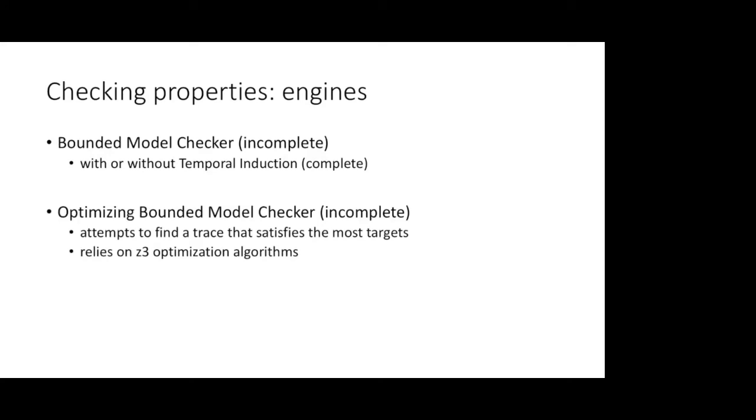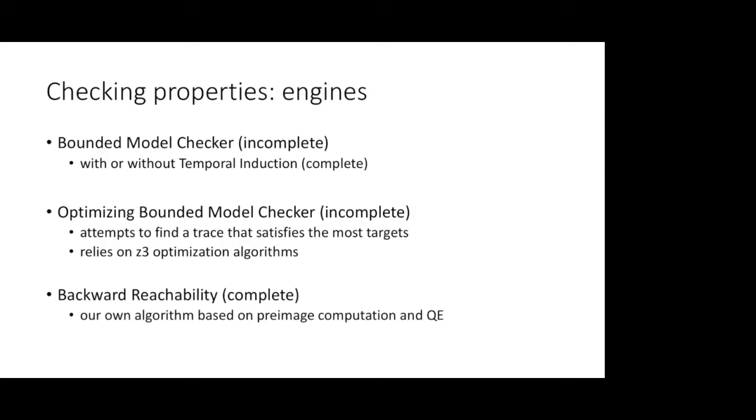Then there is an optimizing bounded model checker. The goal for this engine is to find traces, so counterexamples, that satisfy the most targets at once. I will show after this slide an application that makes use of this particular engine. And essentially, the implementation relies on the optimization algorithms that are implemented in Z3.